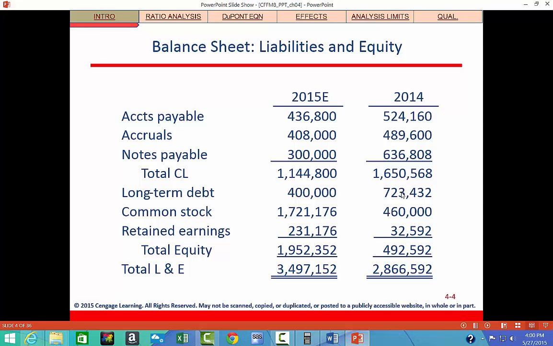Now, their long-term debt also decreases, down by $323,000 to $400,000. However, it looks like they've really just made an exchange, bringing down their debt levels and issuing common stock to finance that gap, because you can see their stock went from $460,000 to $1.7 million, which is just kind of crazy. But they got rid of their debt. They pretty much issued stock to replace that capital need. And then retained earnings is expected to go up because they expect to have positive net income.